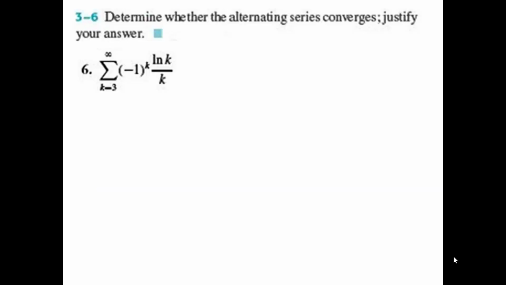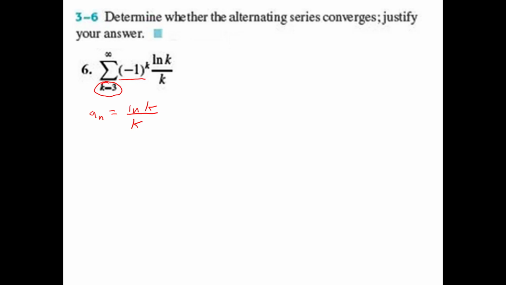Determine whether the alternating series converges. Justify your answer. Okay, so again, we have an alternating series. There's our term right there. We have the a sub n is equal to the natural log of k divided by k. Okay, and again, notice that your series here starts at 3. It doesn't start at 1.